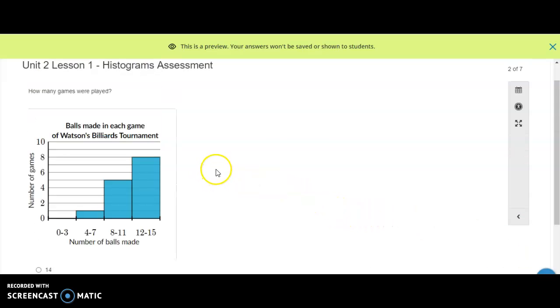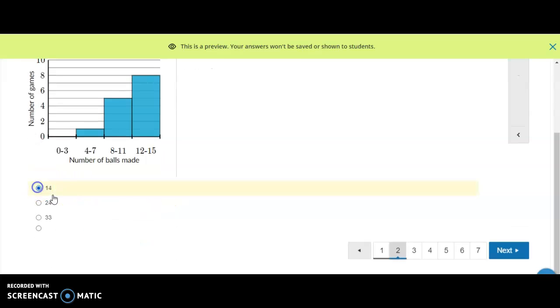Okay, the next one, how many games were played? You would count up, the number of games is here on the side, you would count up all of these stacks. So we're going to start, this is 1, 2, 3, 4, 5, 6, 7, 8, 9, 10, 11, 12, 13, 14. 14 is the correct answer.